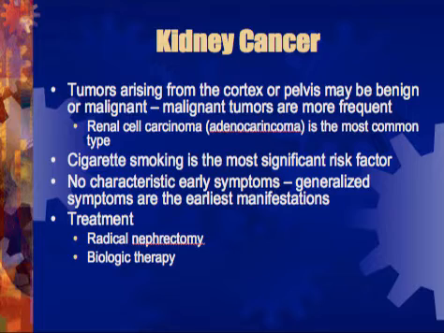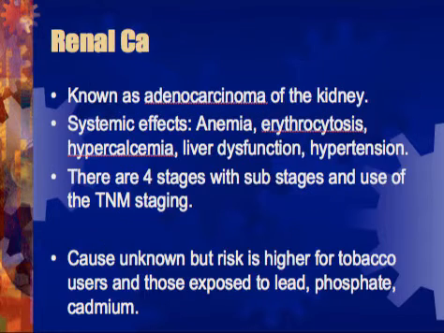Other risks of renal cancer: obesity, hypertension, exposure to asbestos and other toxins, and gasoline. That's kind of interesting. It's also increased in those with cystic diseases who are at end stage renal disease. Renal cancer is known as the adenocarcinoma. Systemic effects: anemia, erythrocytosis, hypercalcemia, liver dysfunction, hypertension.